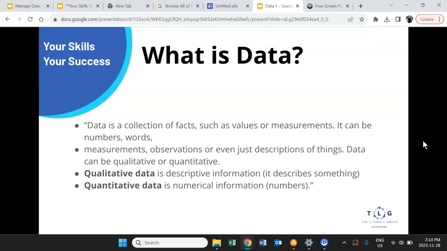Okay, in a general sense, data is a collection of facts. It can be values, it can be measurements, it can be numbers, it can be words, it can be colors, it can be anything. It is information about something.